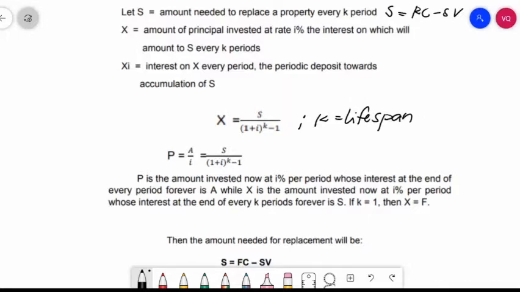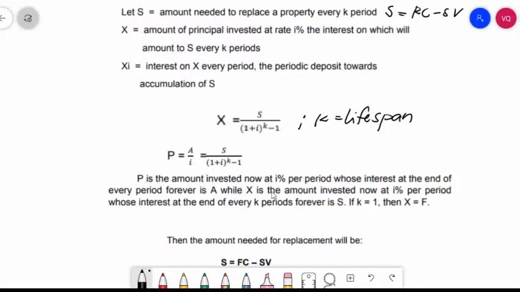So it can be replaced, for example, after 5 years, because 5 years is the lifespan of a machine. So it is replaced again after another 5 years, up to infinite. So P is the amount invested now, or the present, at I% per period whose interest at the end of every period forever is A. So this is the annuity.